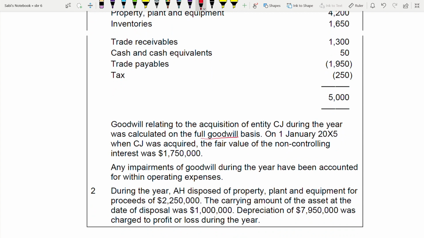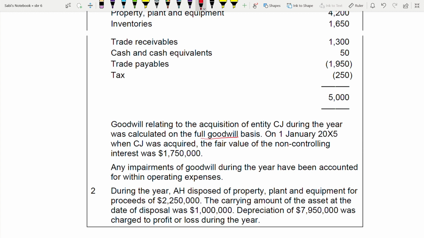Now, goodwill relating to the acquisition was calculated on a full goodwill basis. Do you know what is full goodwill and partial goodwill? Since we have not done that standard yet, we have not reached consolidation. We have just finished IAS 1 and 2, and this is IAS 7, but we have done it in financial reporting, so this is assumed knowledge that you should know.